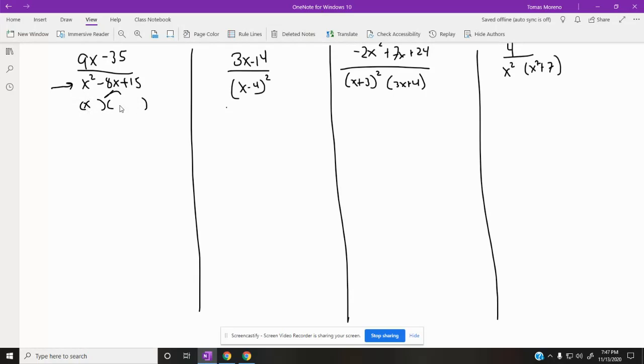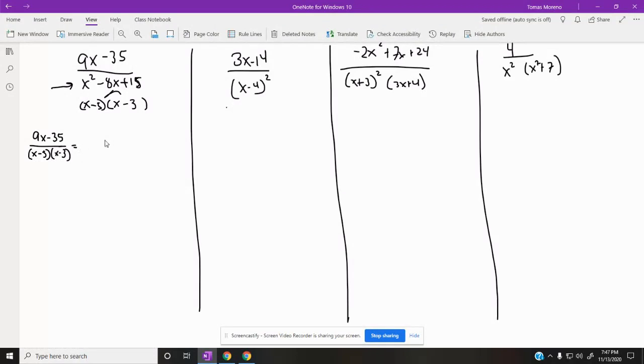I want to think to myself, what two numbers, when I multiply them, give me 15, but when I add them up, give me -8? So -5 times -3 gives me +15, and -5 plus -3 gives me -8. So now this becomes (9x - 35) over (x - 5)(x - 3).